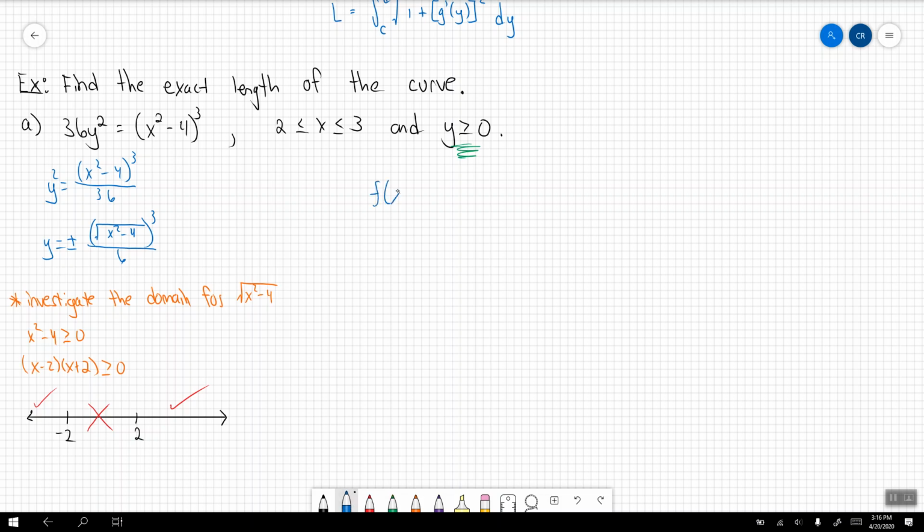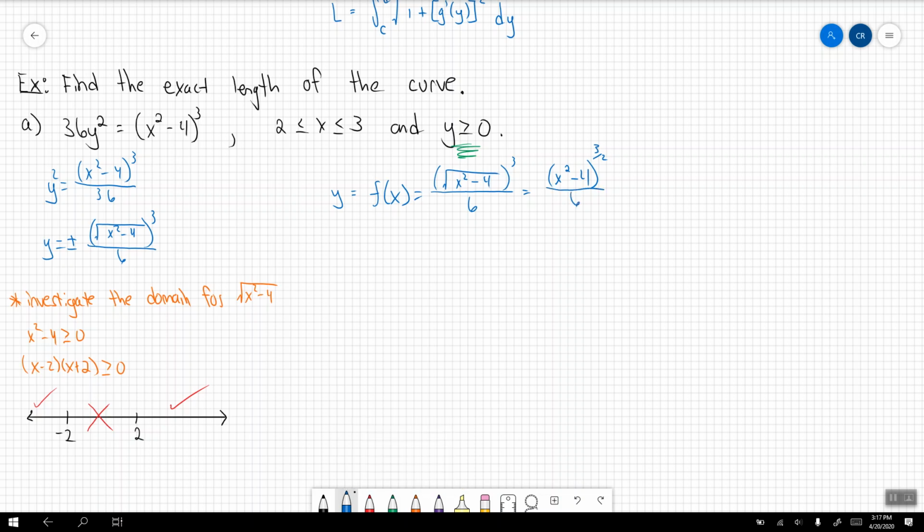So the function that we use, f of x, in other words the y value, is the square root of x squared minus 4, like such, raised to the power of 3 divided by 6. And again, we're using the positive version because of this restriction. All right, so we can now start trying to take this derivative. Let's see if I can rewrite this a little bit cleaner. That's 3/2 divided by 6. There we are.